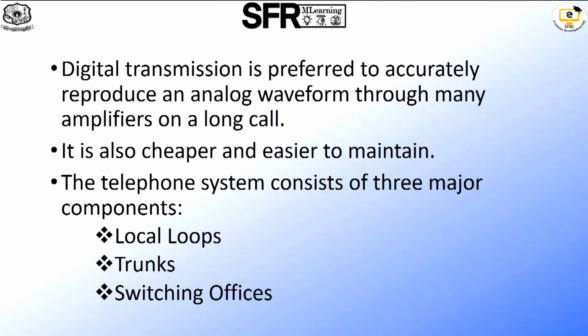Digital transmission is preferred because accurately reproducing an analog waveform through many amplifiers on a long call is difficult, whereas being able to correctly distinguish a 0 from a 1 is enough, and this makes digital transmission more reliable than analog. It is also cheaper and easier to maintain. The telephone system consists of three major components. The first one is local loops, which are analog twisted pairs going to houses and businesses. Trunks are the digital fiber optic links connecting the switching offices. And the switching offices are where calls are moved from one trunk to another.